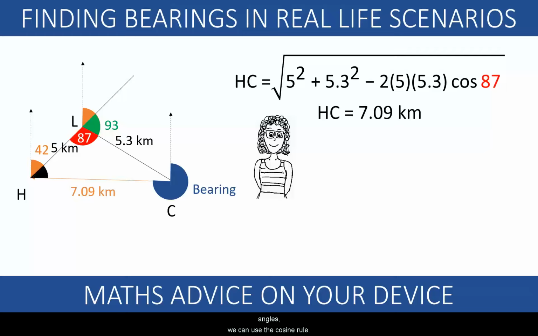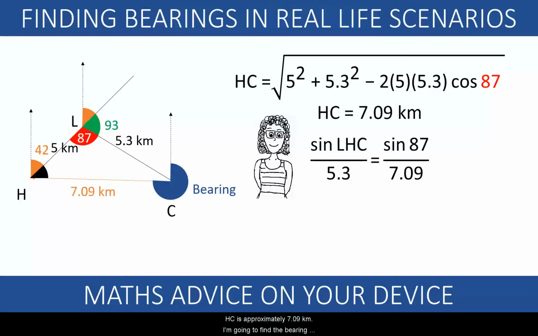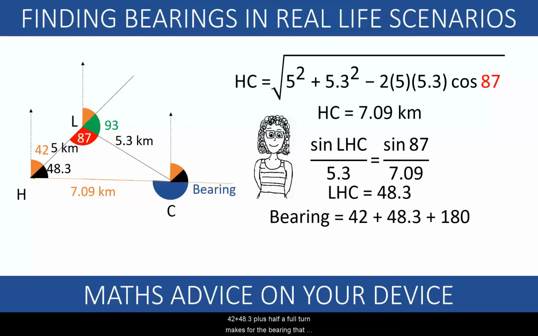7.09 kilometers. I'm going to find the bearing using angle LHC, which is 48.3. So 42 plus 48.3 plus half a turn makes for the bearing that takes the hiker back to the hostel, 270 degrees clockwise.